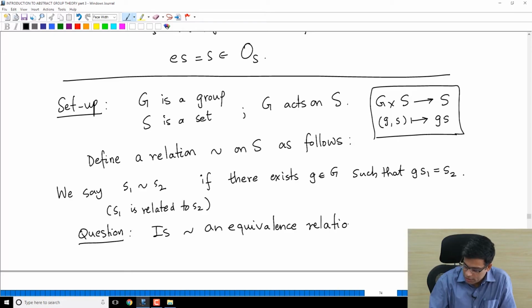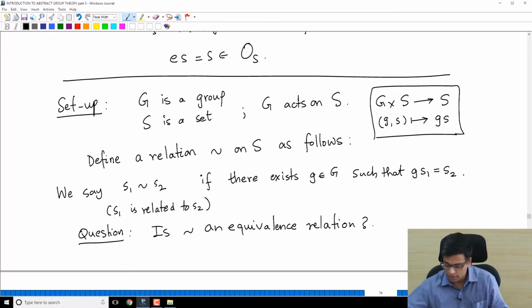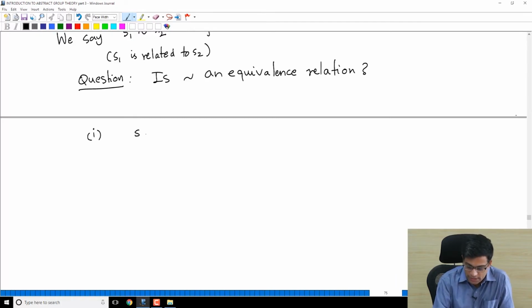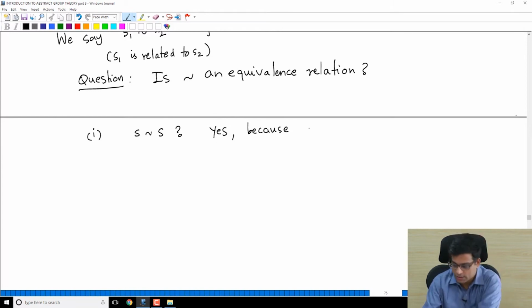Remember, an equivalence relation is a relation satisfying some conditions, right? What are they? We want every element to be related to itself. You want the relation to be reflexive. So the first condition is s related to s. Yes, because why? Why is s related to s? You can take e s to be s. You have e s is equal to s. This is by the definition of action.